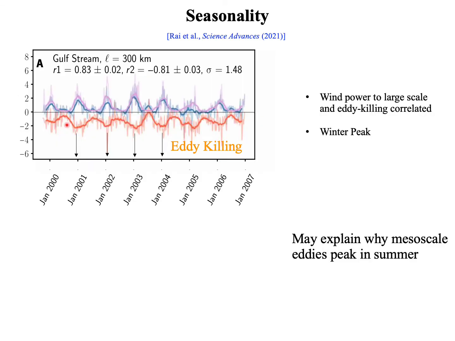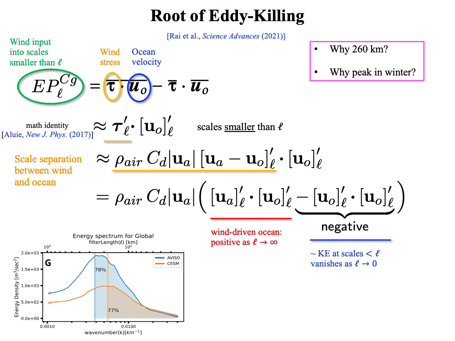Seasonality: we see that eddy killing peaks in the winter, in January, for the Gulf Stream in the north. It peaks, and it's consistent with when the wind peaks in the winter. This eddy killing peak in the winter may explain why the mesoscale eddies peak in the summer. And there is an explanation for why 260 kilometers and why the peak is in the winter. We provide an explanation in this paper, in the supplementary material. Ultimately, it boils down to the spectrum of the ocean.